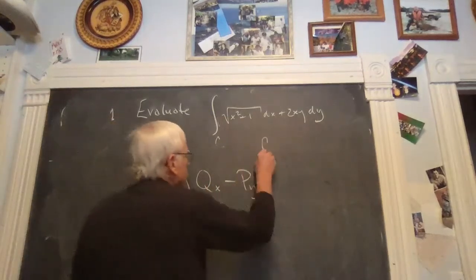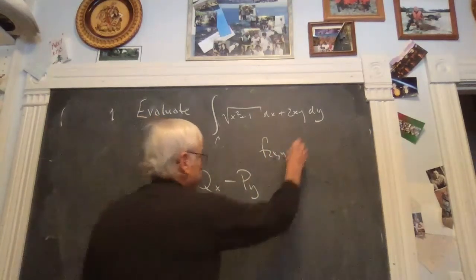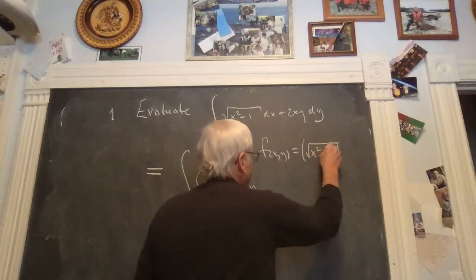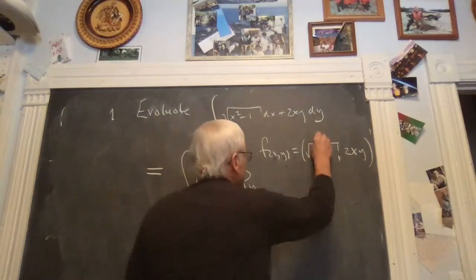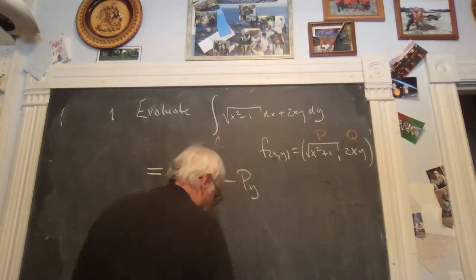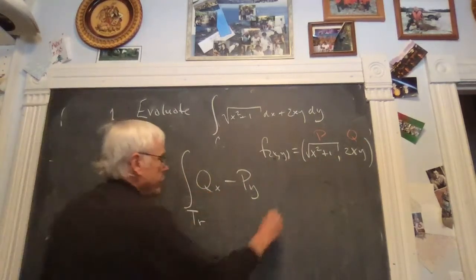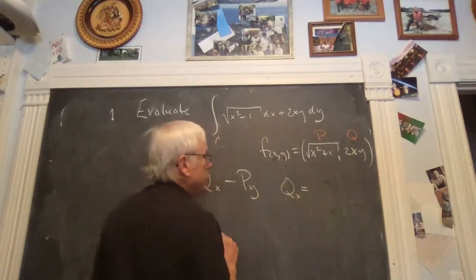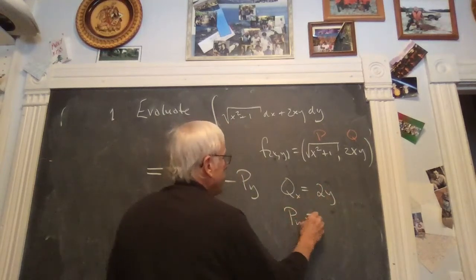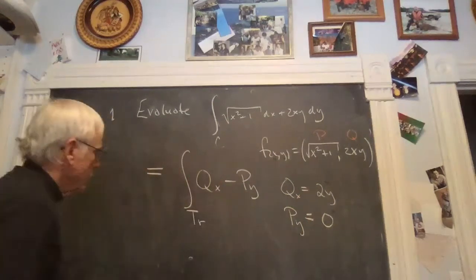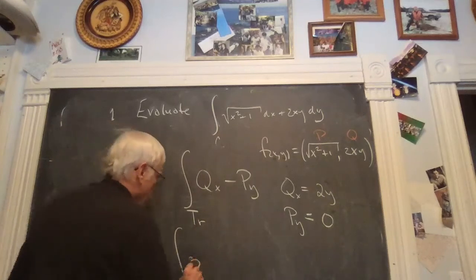Now, P and Q in this case refer to the vector field. So this is the square root of x squared plus 1, 2xy. And this is the P and this is the Q. So we're going to need these two quantities. Q sub x is 2y, and P sub y is 0. So this is equal to the integral over the triangle of the function 2y.